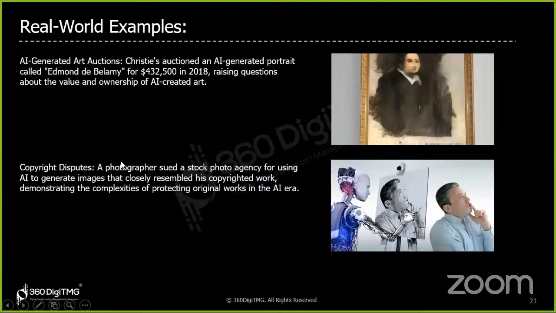AI-generated art auctions, okay, like Christie's auction of an AI-generated portrait, which is called Edmond de Belamy, for around $432,500 in 2018, which raised questions about the value and ownership of AI-created art. So the artists are getting heavily affected by this, and there will be a lot of copyright disputes.